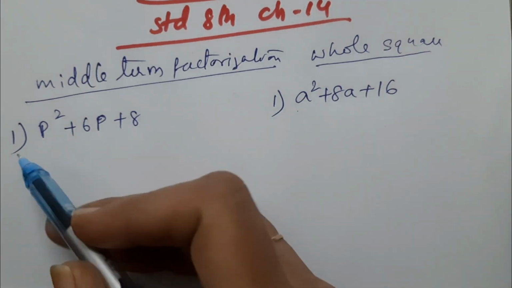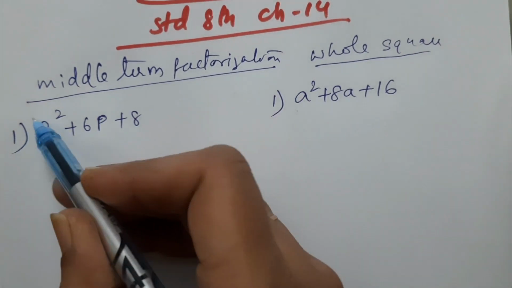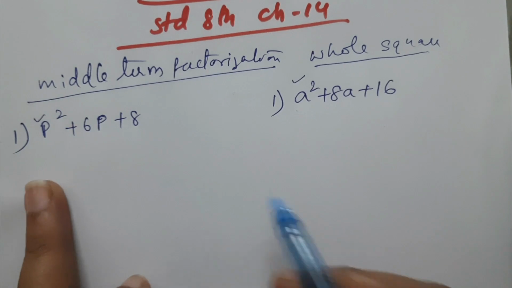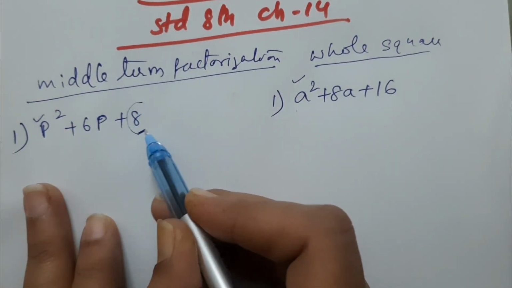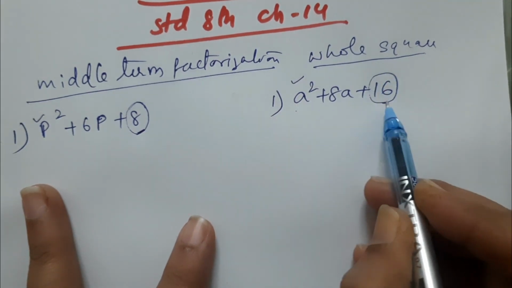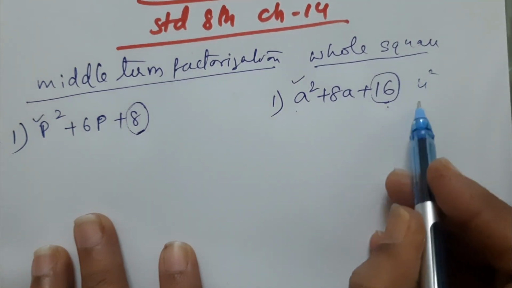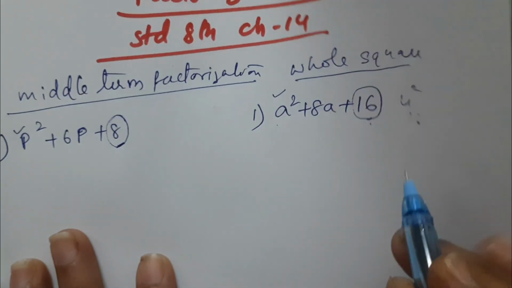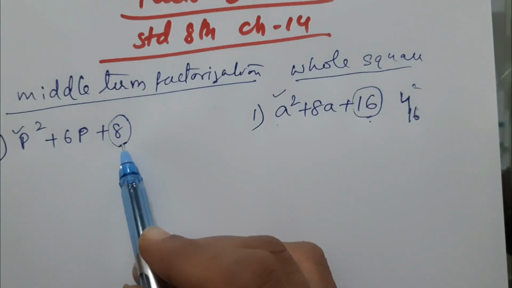In most factorization sums, the middle term and whole square sums start with a square form. When we compare the last term, for middle term factorization it will not be a square number, whereas in whole square sums it will be a square number. You can see here 16 is the square of 4, 4 square is 16, whereas here 8 is not in square form.